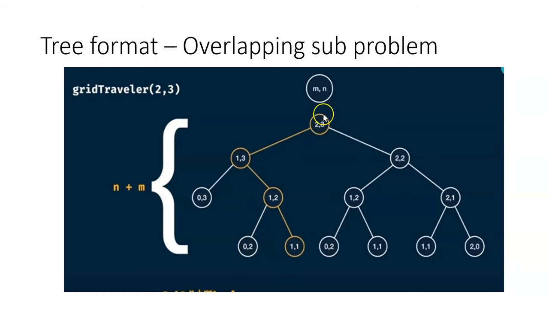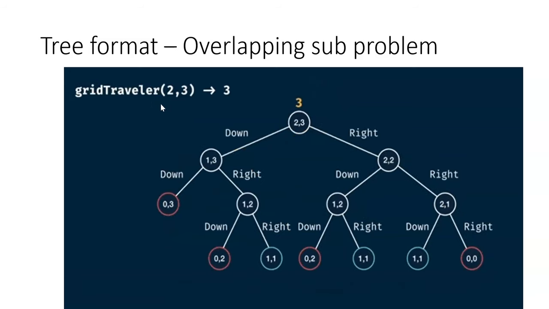Now from 2, 3, you can come to 2, 2. From there you can go to 1, 2 or 2, 1. From 1, 2, 0, 2 is invalid, 1, 1 is valid, which is the end. So this is the second solution. Third is 2, 2 to 2, 1, and then you come to 1, 1. This is the third solution. So there are three solutions possible for this. That's why the answer for grid 2, 3 is 3.